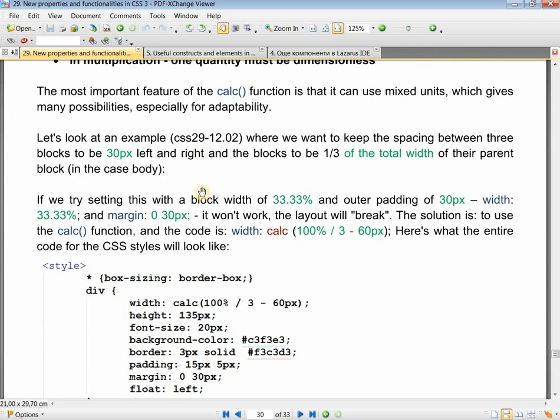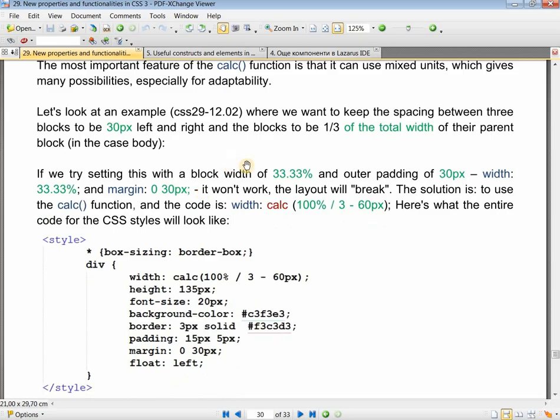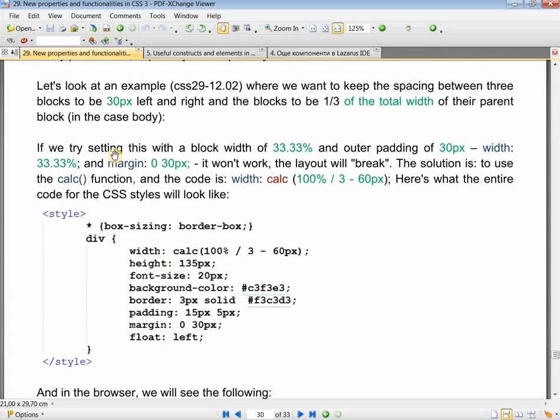Let's look at an example, in which we want to keep the distances between three blocks such that they are 30 pixels each on the left and right. But the blocks should be 1/3 of the total width of the parent block. In this case, body. If we try to set this to a block width, which is 33.33%, plus outer padding, it won't work because it will break the layout.